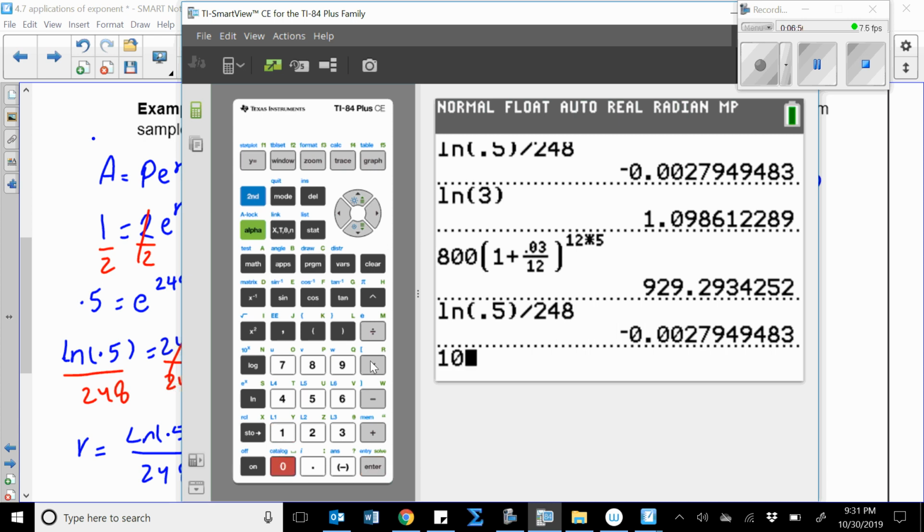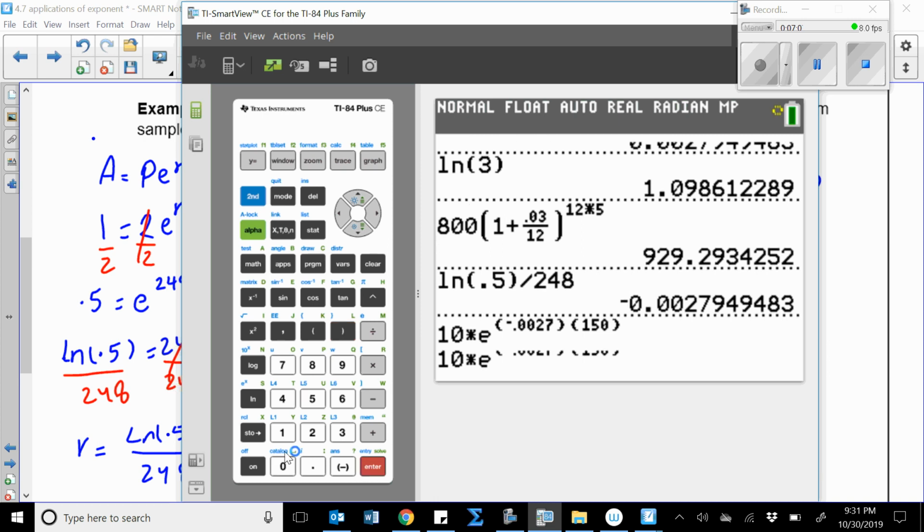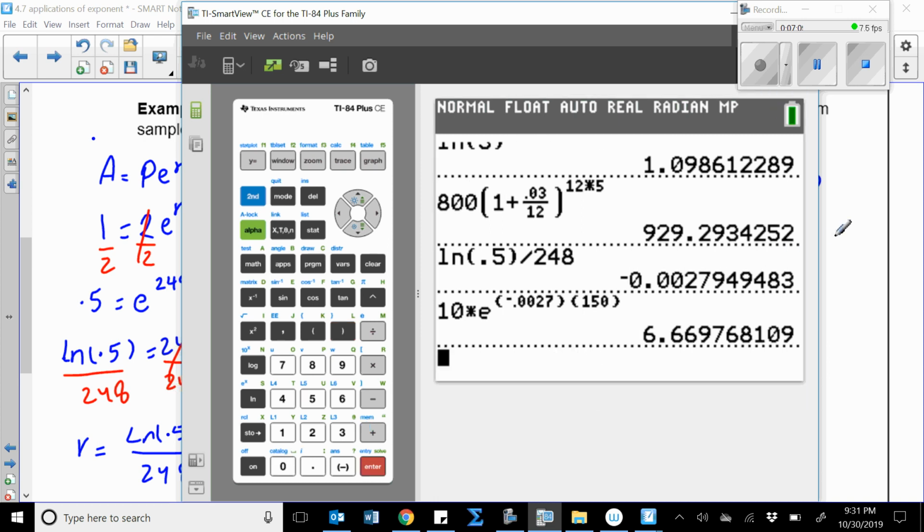So 10 times e to the power of negative 0.0027 times 150, and it will be 6.66.